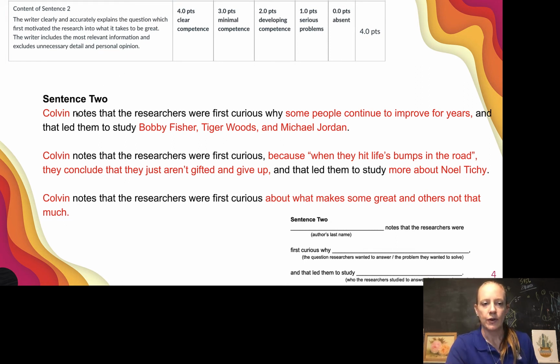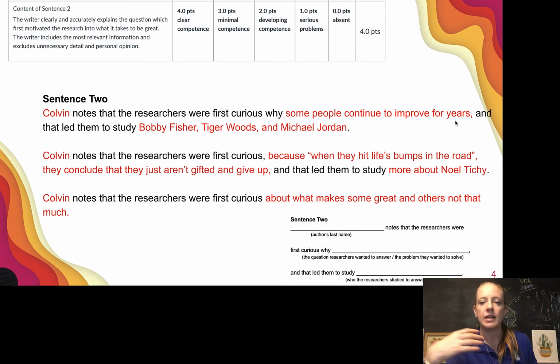So let's take a look at this first one. Colvin notes that the researchers were first curious why some people continued to improve for years, and that led them to study Bobby Fischer, Tiger Woods, and Michael Jordan. Now, if you've read the article, which all of you have many times now, you know that those are three people that they studied in order to find out why these people were so much better than everyone else at their field. So chess and golf and basketball. So the first part, some people continued to improve for years. Does that capture what they wanted to study?